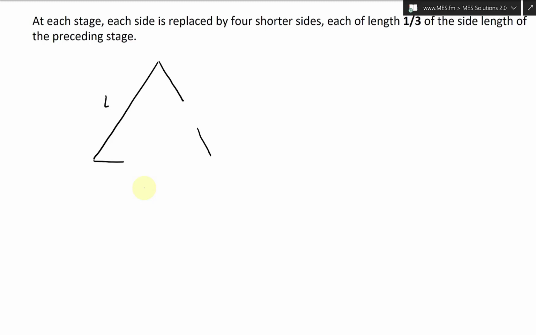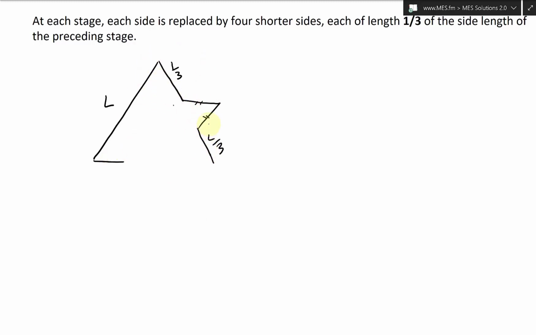So initially we had side length L, and then we have divided into 3. So this can be L/3. This is going to be L/3 like that. And then we're going to have a triangle like this. And these are all the exact same length. So instead of having one giant length, we're going to have 1, 2, 3, 4. So this one side is replaced by 4 shorter sides.